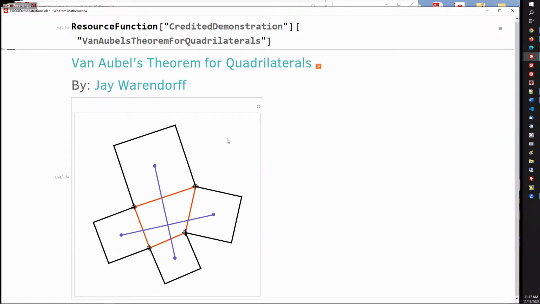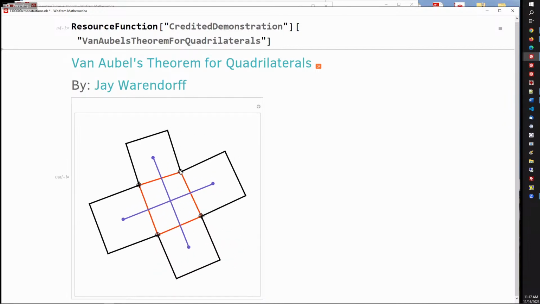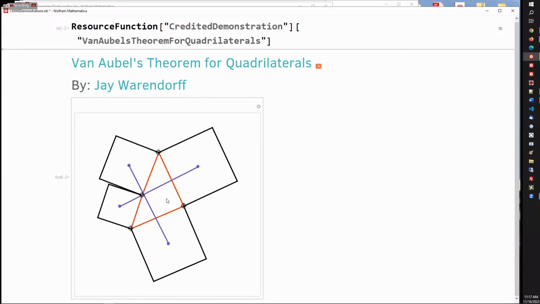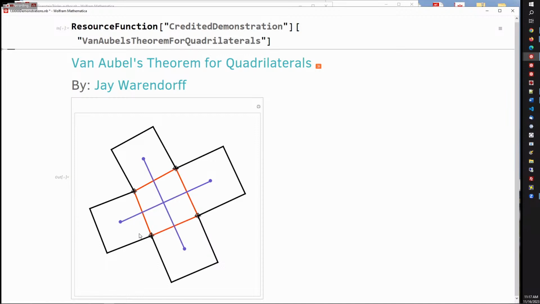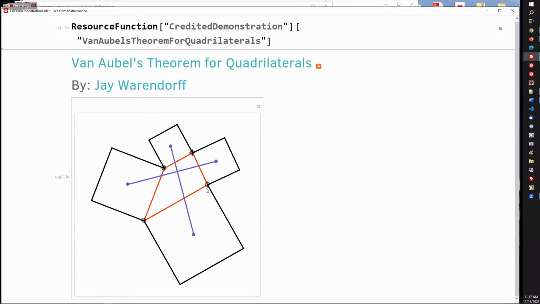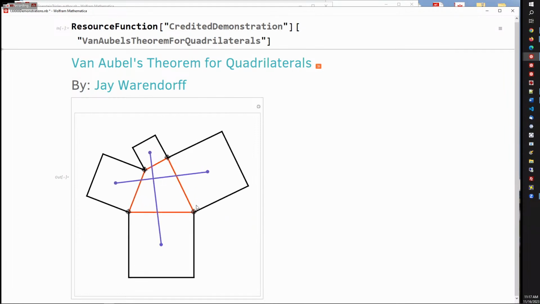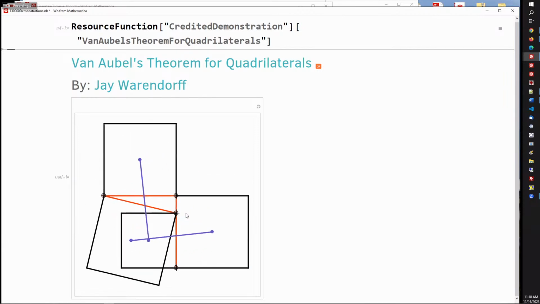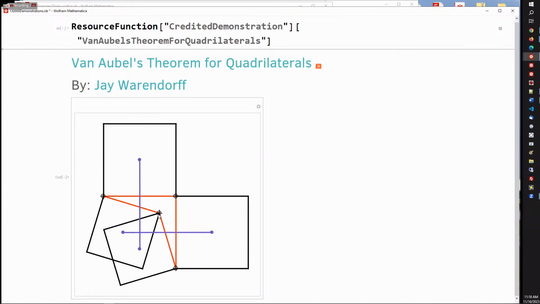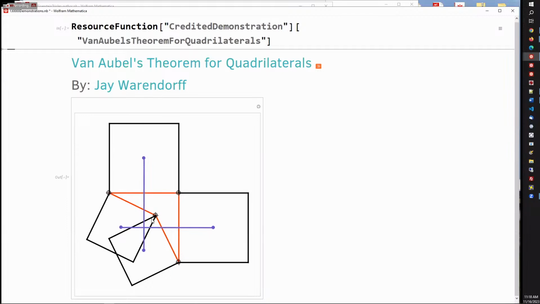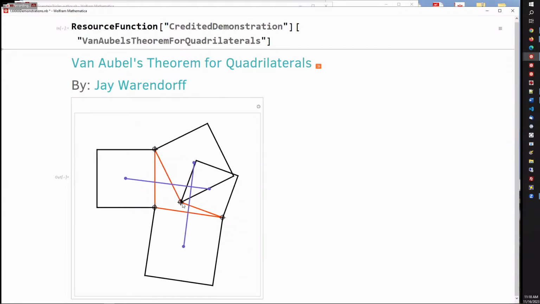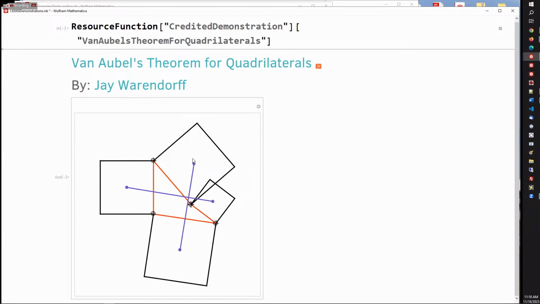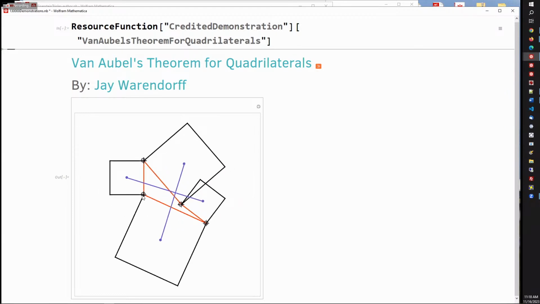Von Aubel's theorem states that if you take a quadrilateral and build squares on each side, and connect the centers, you'll get two lines of the same length that are perpendicular to each other. So this intersection point could be considered another quadrilateral center. And this also works for quadrilaterals that are concave as well. These two lines are always perpendicular to each other and the same length.